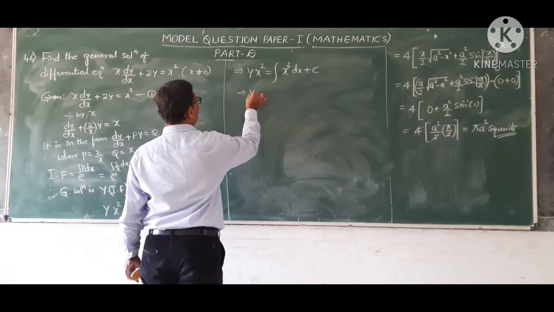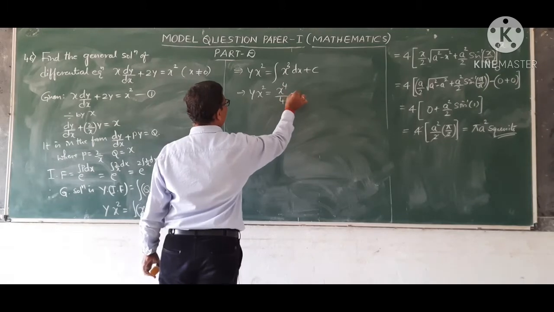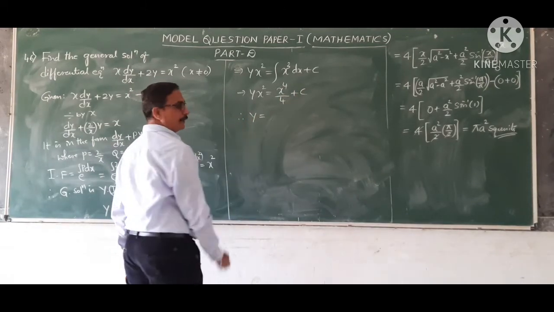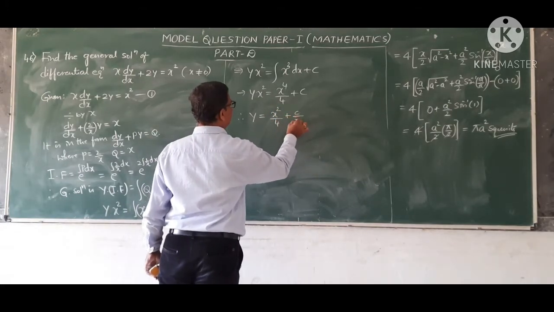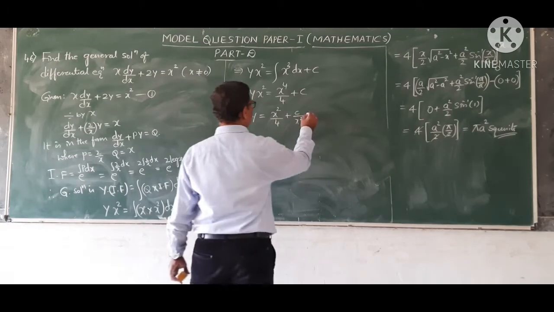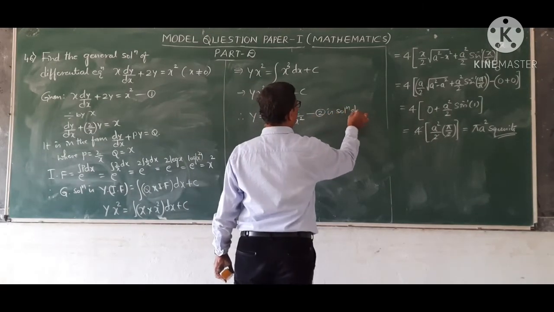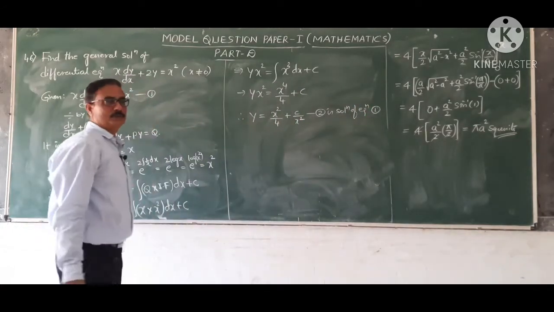Then integrate, yx square is equal to integral of x cube is x power 4 by 4 plus c. Now divide by x square, therefore y is equal to x square by 4 plus c by x square. This is the required solution of the given equation. This is the general solution.